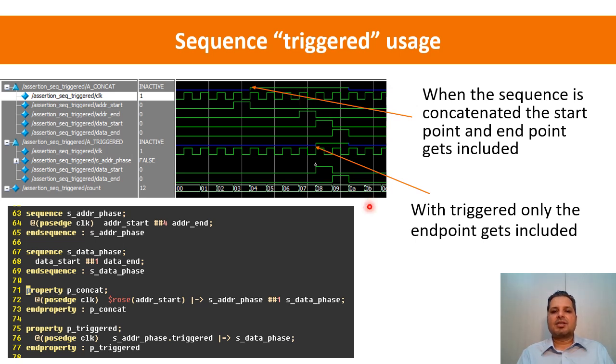concatenated sequence versus the dot triggered. Dot triggered allows you to detect the end of a sequence and use that as a part of, either you can use that as an antecedent, or you can use it as a part of another sequence to synchronize to another parallelly running sequence for which you just care about the end of that particular sequence and not the whole sequence. So you can use the triggered for that.